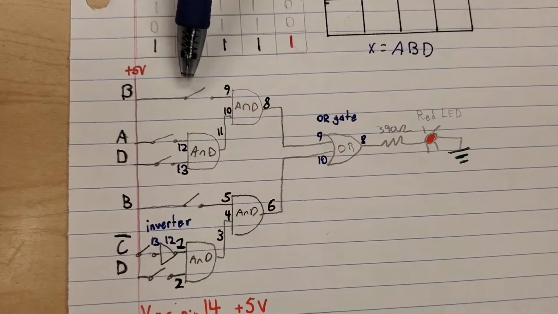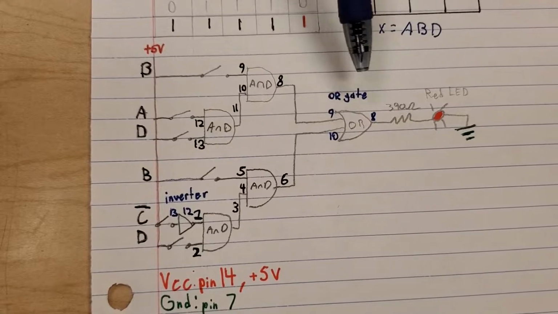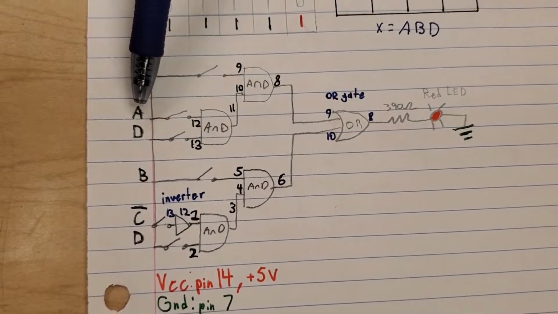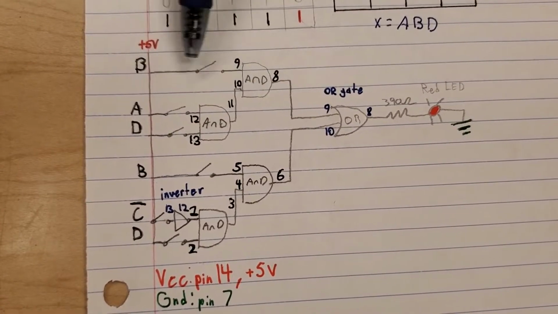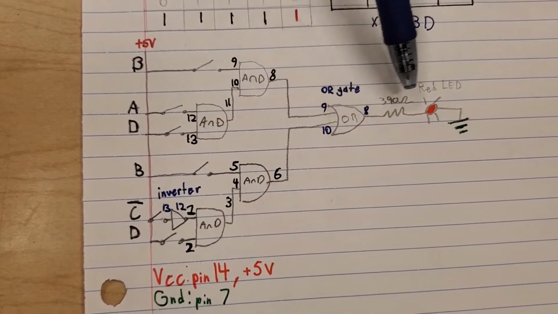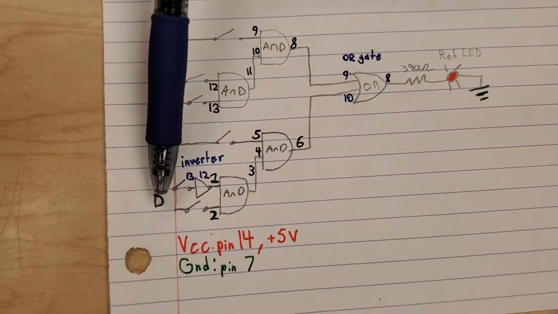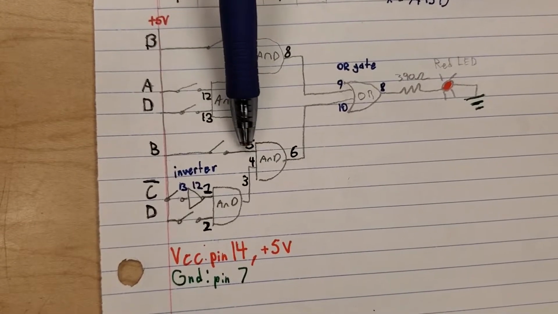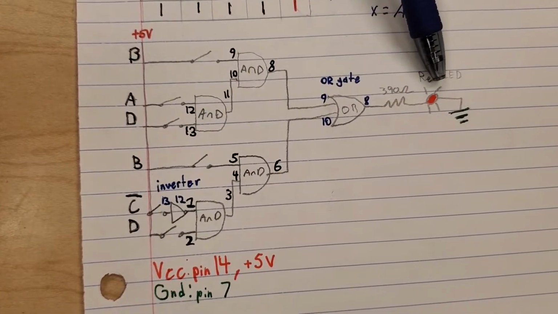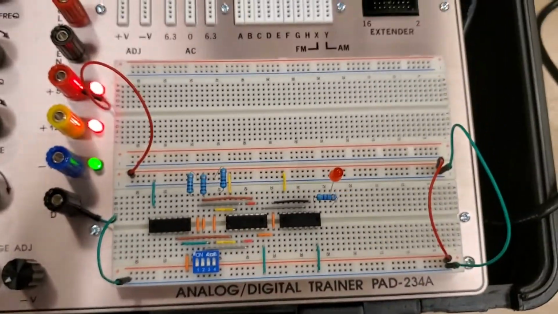This is our logic circuit. You can see in order for it to become logically true, we need A and D and B, and it becomes logically true. Or we need D and not C, and we need B, and this will become logically true and the LED will turn on. We have the circuit itself.